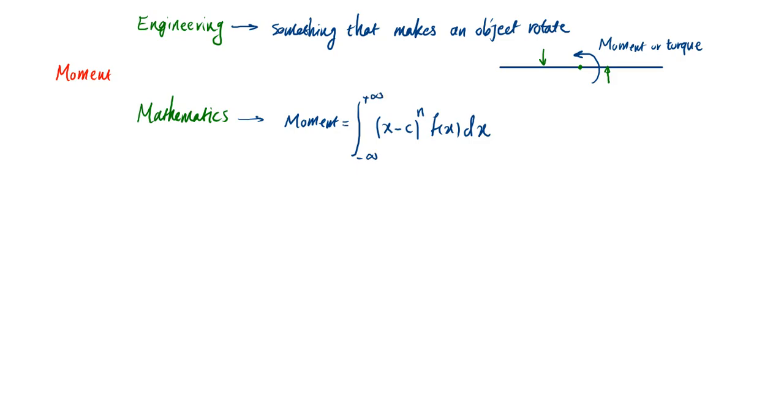Now, it looks a little scary, but this is not something new. You have seen this before, actually, but in engineering. What this whole integral is trying to say is we have a function f(x), and that function is multiplied by some distance. This x is just distance, c is just a constant number, so x minus c is just a distance. So it's a function multiplied by a distance raised to a power n, and then they integrate it from minus infinity to plus infinity, or whatever the domain is.